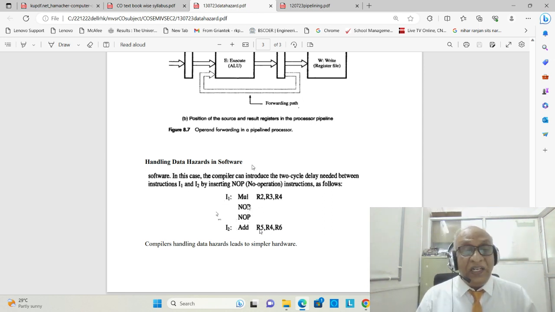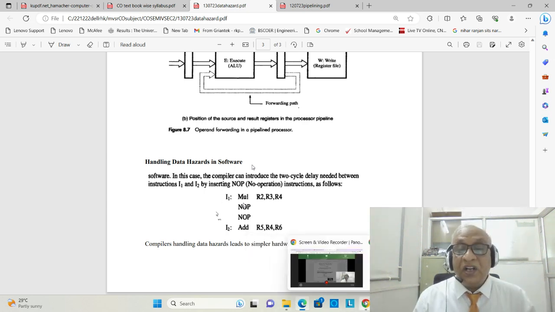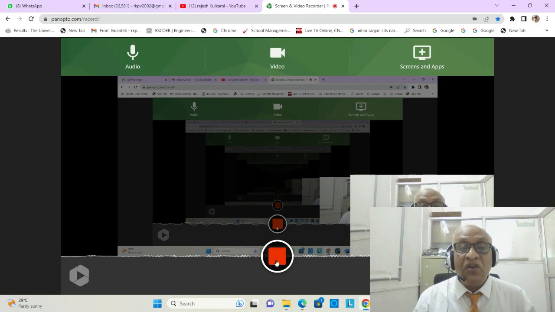So if a compiler or software is handling data hazard, then it is beneficial in the sense that we can have simpler hardware. So with this, I am stopping the discussion of data hazard.